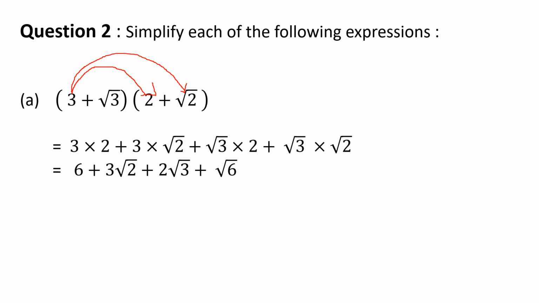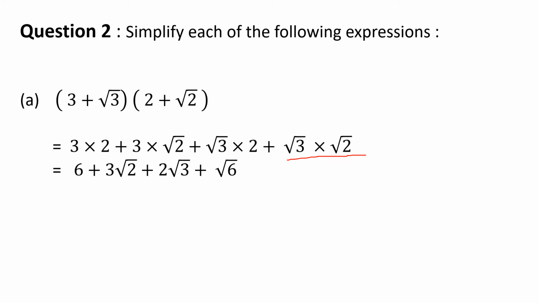Now, let's see, 3 into 2, 3 into root 2, right? Now the next one, you take the second element and you multiply it with the first element. Then again you take the second element and you multiply it with the second element, right? So this is our method. So root 3 into 2, and root 3 into root 2. And you can see there's a plus symbol here and there's a plus symbol here. So everywhere we have given a plus symbol. Plus, plus, plus, right? So that was the reason. Now let's solve.